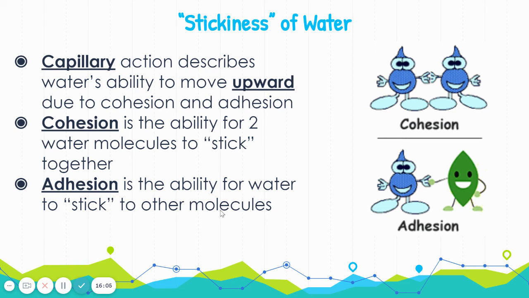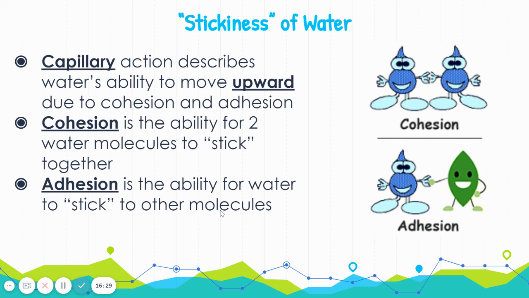Water has this unique kind of stickiness, as we call it, that gives it a couple of unique properties. Capillary action is one of the properties. It describes water's ability to move upward because of cohesion and adhesion. This capillary action is what's going to help with transpiration in the water cycle. It allows water to move upward through a plant, even though gravity would normally pull it downward.